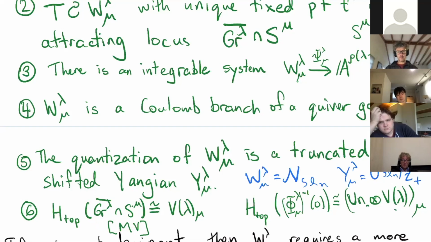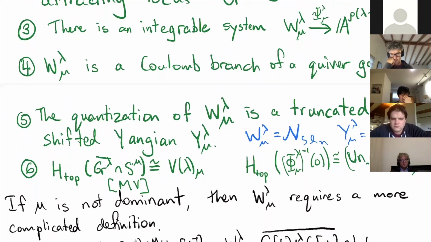On a slightly related note, a less well-known isomorphism is that if you take the zero fiber of this integrable system, then you get a subvariety of W lambda mu, which contains this Mirković-Vilonen locus, but it's bigger, and its cohomology is isomorphic to a bigger thing. Namely, we take the universal enveloping algebra of n minus tensor V lambda and take the mu weight space. So there's also a natural description of its cohomology. This will maybe come up a little later in the talk. That's why I mentioned it now.